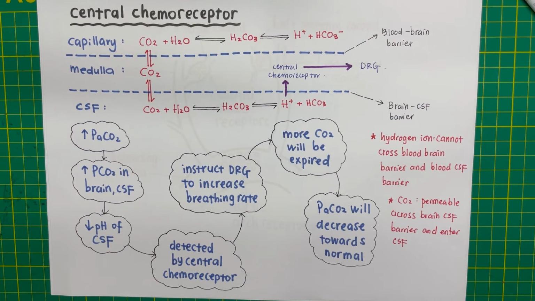So what happens is, when arterial partial pressure of CO2 increases, it subsequently increases the partial pressure of CO2 in the brain and CSF, and then the pH in CSF will become acidic. The central chemoreceptors will detect the acidosis in CSF, and as a result they will instruct the DRG to increase the breathing rate.